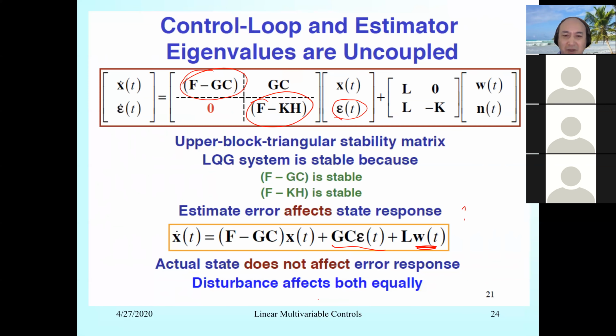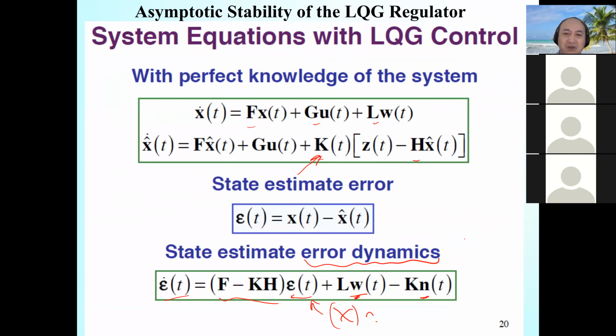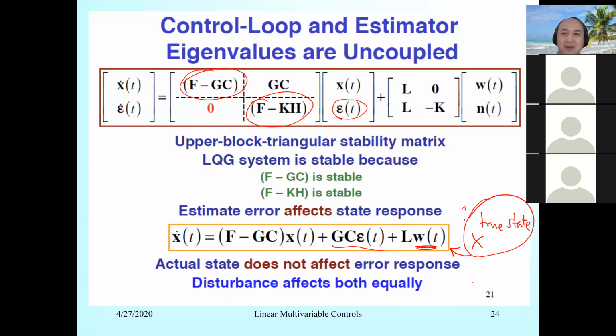So where is your true X? It's called true state, okay? True state doesn't matter to my observation error. I should not put it here. I should put it here, okay? But all this observation error and state disturbance will affect the response, not stability, okay?